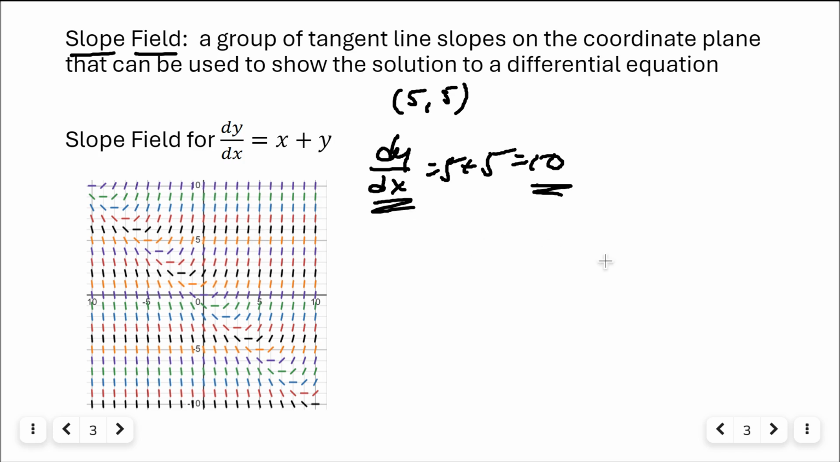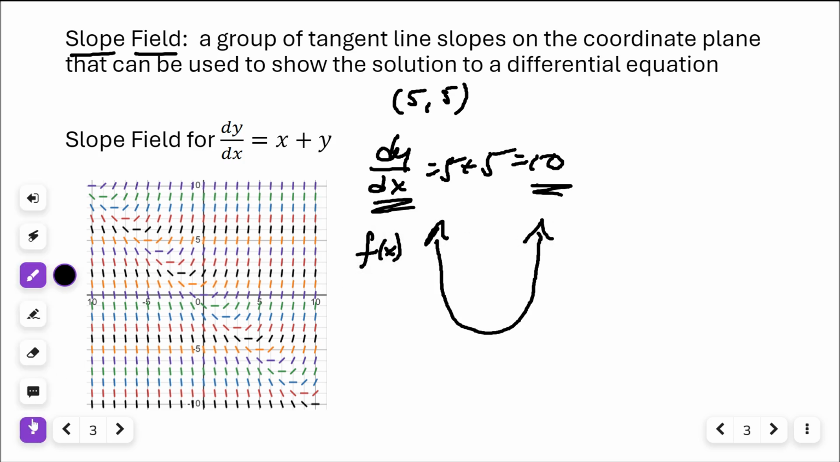So let me explain what I mean. Let's say I drew a graph like this. Here's my parabola. This is f of x. For f of x, what I could do is draw a bunch of slopes of tangent lines. There they are. Pick random points on the curve, draw slopes of tangent lines. There they all are.